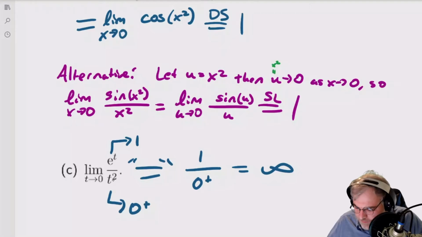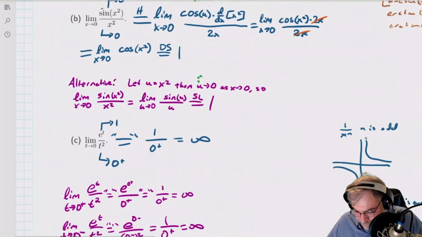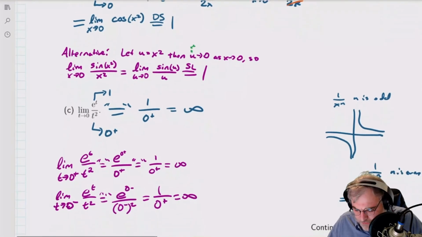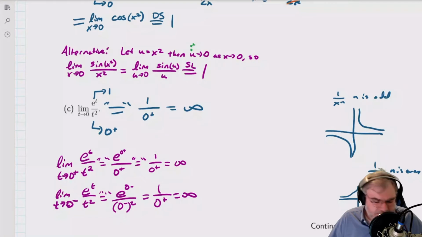Now, I get that 0 plus, you can either reason it out using the drawing, right? If n is odd, 1 over x to the n looks like this. But if n is even, you get this character here. Or you could reason it out separately. Either way works. Okay, so 1 to 5 there. How do we feel about C?